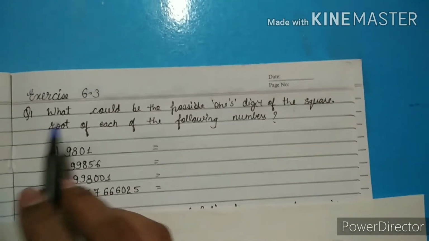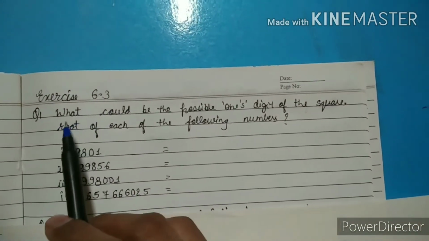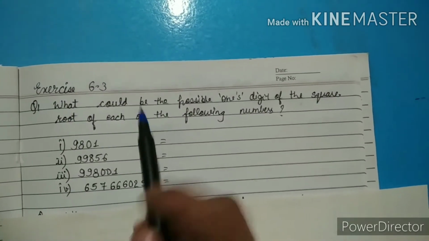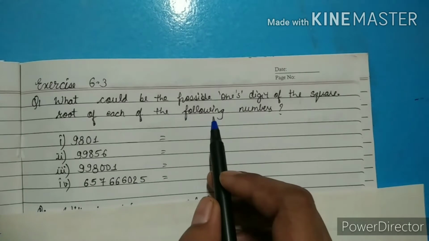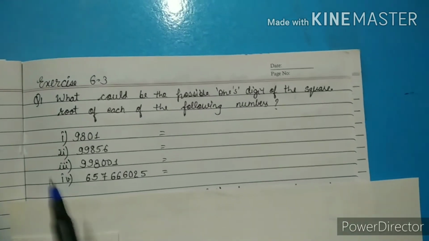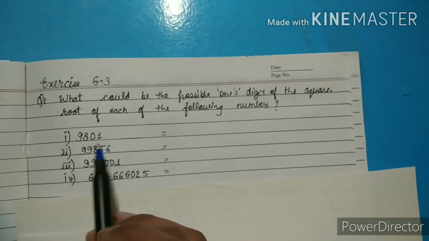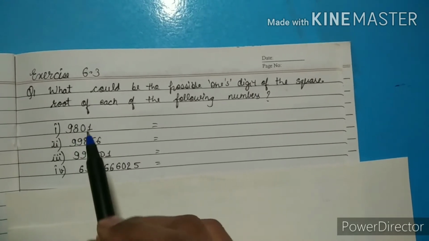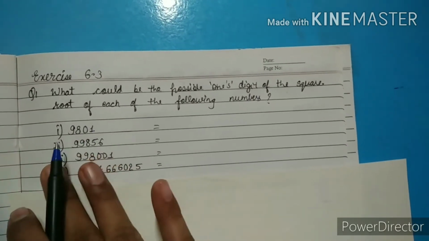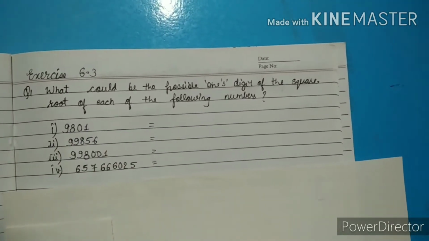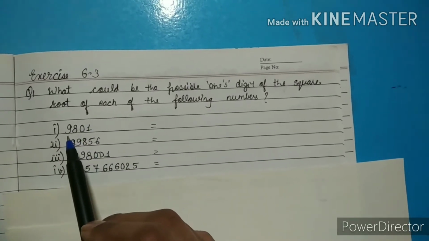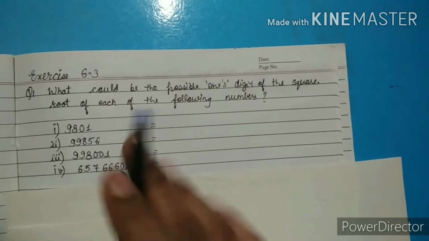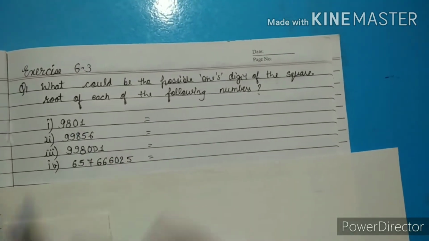Question number first, 6.3 of 8. What could be the possible ones digit of the square root of each of the following numbers? It means when we take the square root of the following numbers, we just have to give their ones digit. What will be the ones digit of the square root of 9801? We only have to find the square root's ones digit.